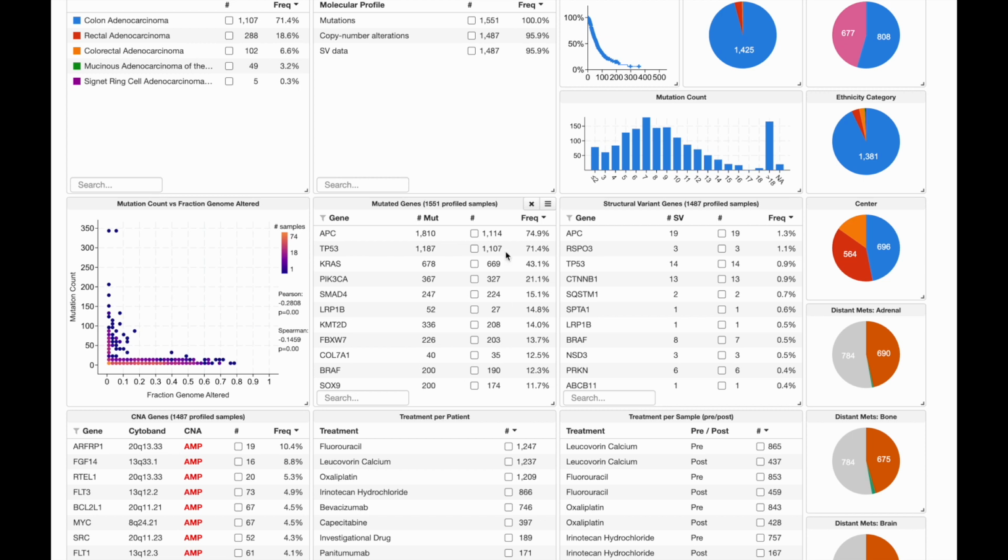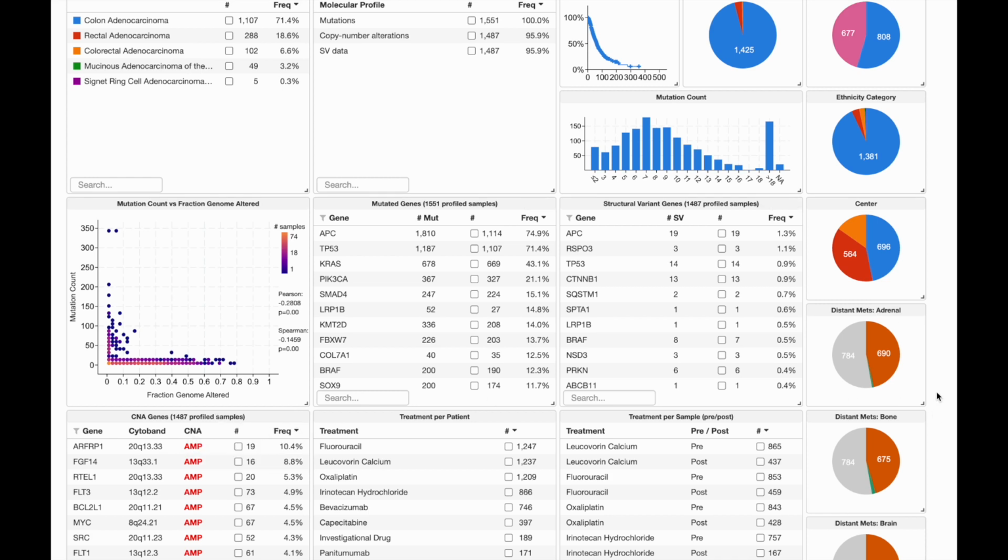So this table shows the most frequently mutated genes. We can see that 75% of the cohort has APC mutation, 70% have P53 mutation, and so on. And these tables summarize genes involved in structural variants and subject to copy number alterations.